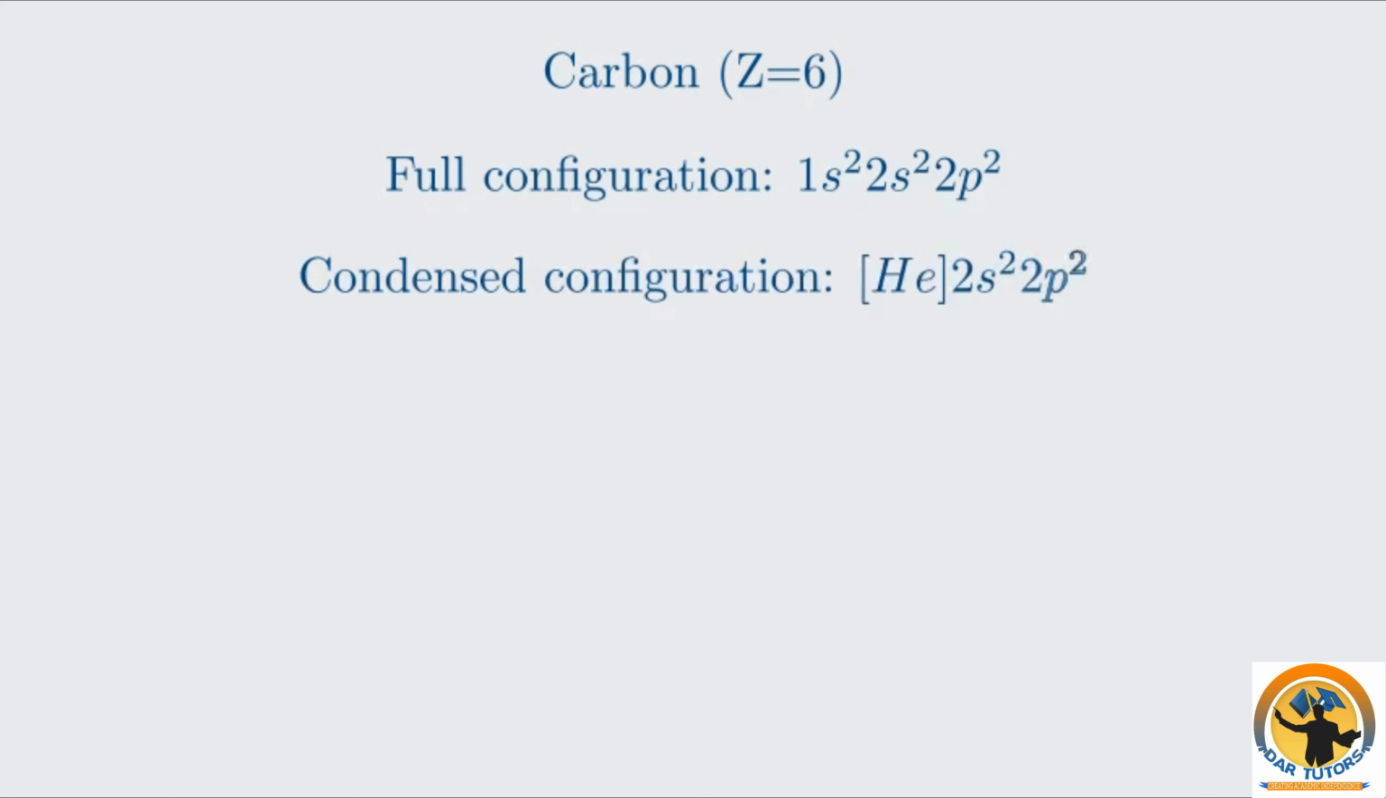A condensed configuration replaces the core electrons with the symbol of the nearest preceding noble gas. For carbon, the core configuration is the same as helium's, so we write [He] 2s², 2p².